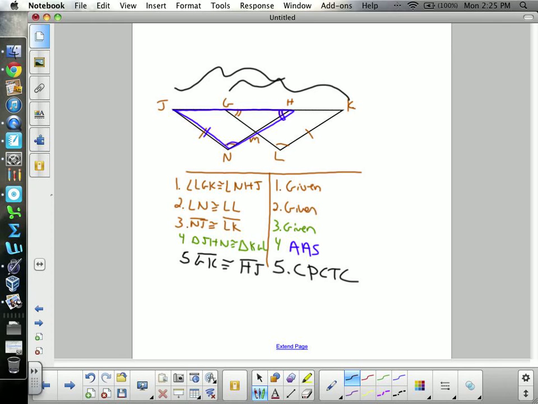10 and 11 are, again, proofs. Okay, so 10 and 11 are a couple more proofs, but again, they're pretty straightforward proofs. For 10, I'll give you a hint, you're going to have reflexive, and for 11 you're going to have vertical angles to get the congruent triangles.